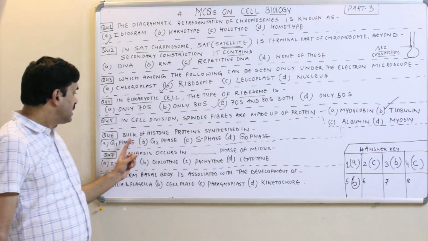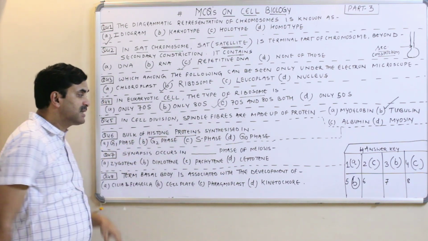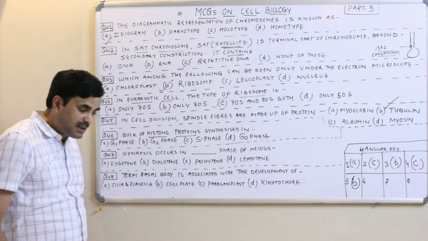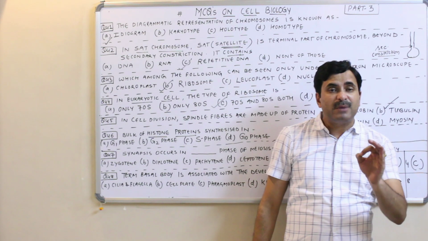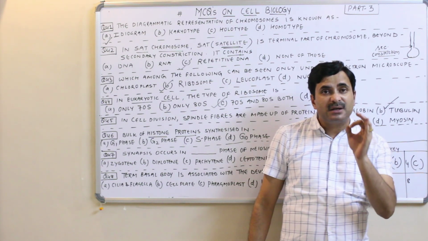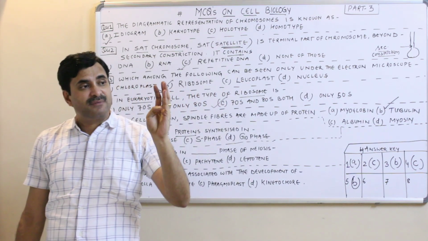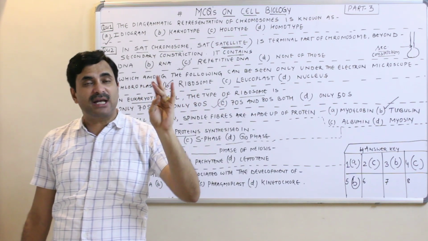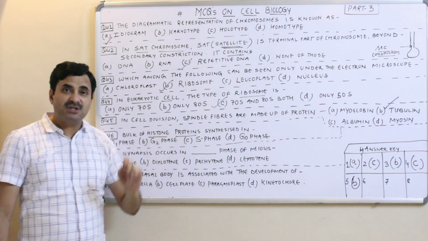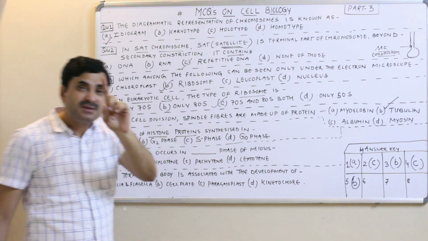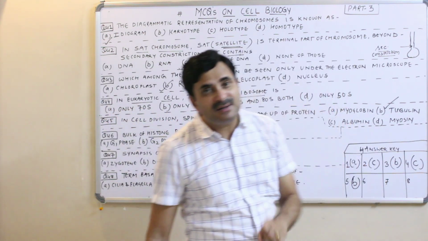Now question number 6, bulk of histone proteins synthesized in. You know very well that histone proteins are basic proteins. You might have heard about H1, H2A, H2B, H3 and H4. There are 5 types of histone proteins, and during cell division you have studied the cell cycle. If you have not studied it, you can go through my video in which I have explained the entire cell division.